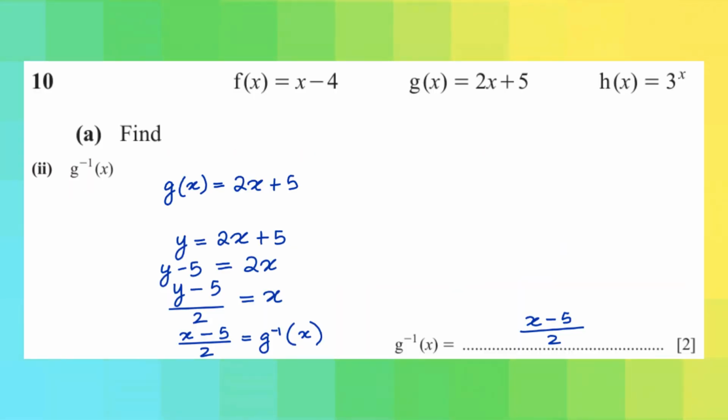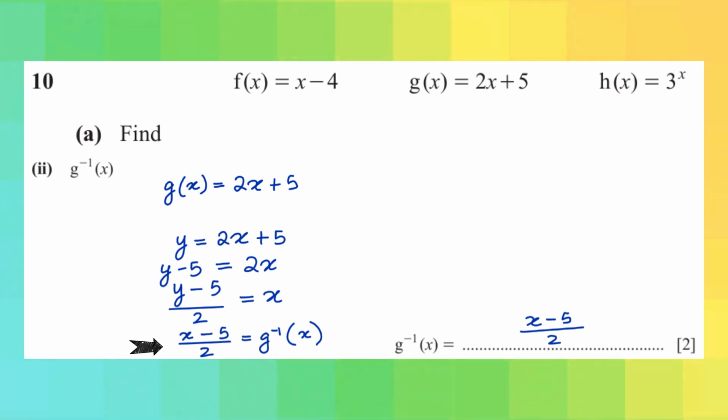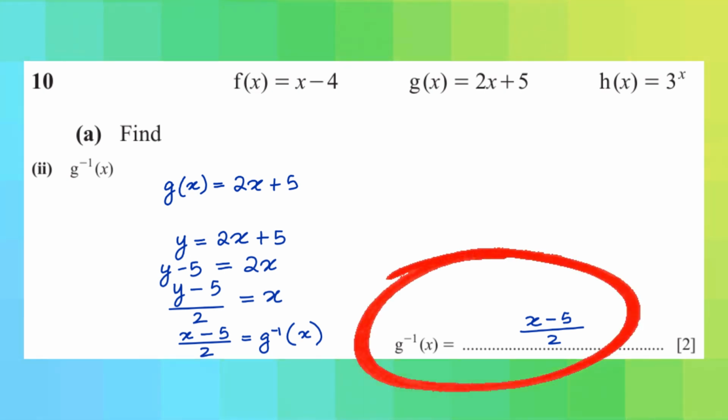Now for part 2 of part A. We have to find g inverse of x. We know that g of x equals 2x plus 5. First, we replace g of x here with y. Then we make x the subject. So, we subtract 5 from both sides. Then we divide both sides by 2. Now we have y minus 5 over 2 equals x. All we have to do now is replace the y with x and replace the x with g inverse of x. This gives us x minus 5 over 2 equals g inverse of x. Therefore, the answer is g inverse of x equals x minus 5 over 2.